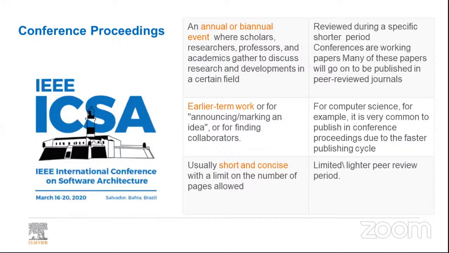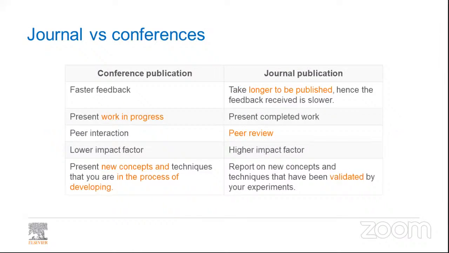So this is the difference. And here you'll find the difference between the journal publication, or the journal paper that we are talking about, and the conference paper. You will find that the journal paper is longer and it takes more time to be published. So it's validated, it's peer reviewed, not like the conference paper.